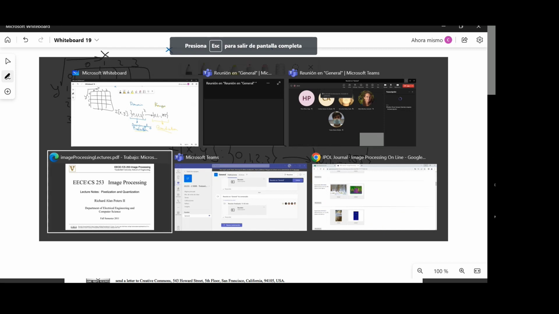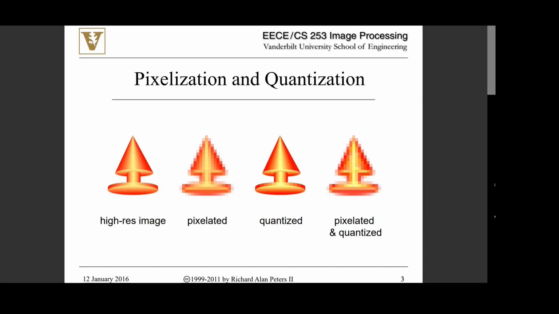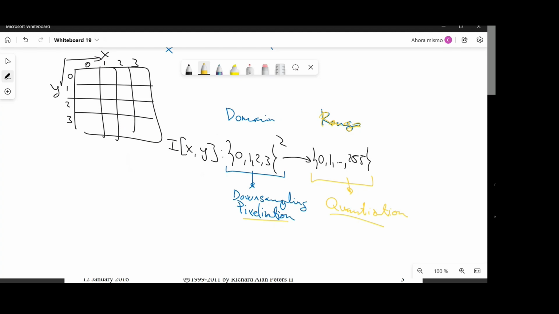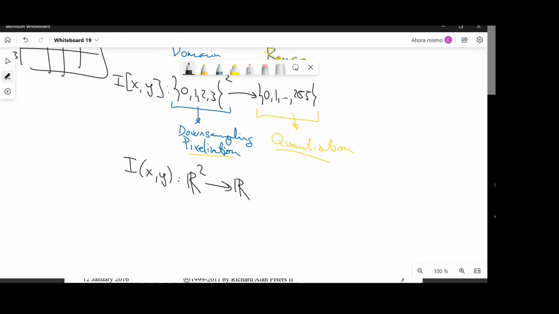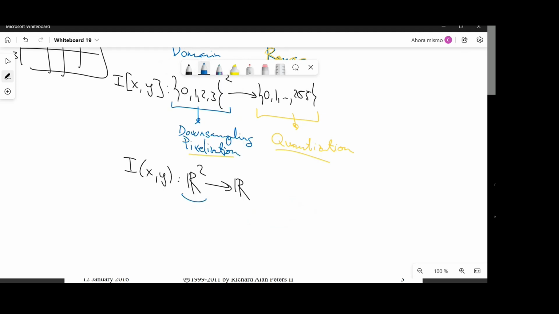We have already seen the main ideas of both of them. This is just a reminder that true images in real life are not discrete, they are continuous. So my images are continuous, so they go from R squared to R. They are continuous in space and they're continuous in values. And this process here, discretizing that, we call it sampling.